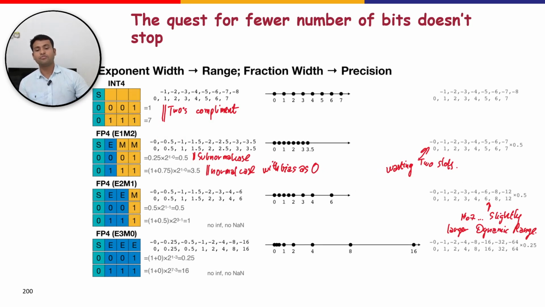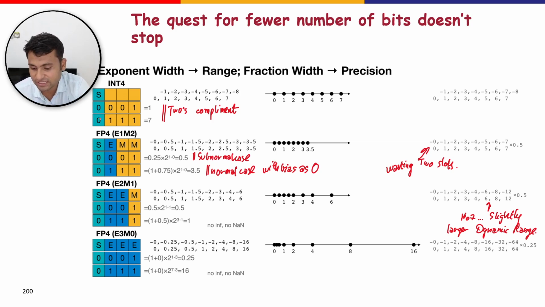So the quest for fewer numbers of bits doesn't stop. We try to go even further to int 4, and then FP4, where we have 3 representations: E1M2, E2M1, and E3M0. So let's look at all of them very quickly. It's important to think from an understanding perspective, not from a rote learning perspective, about what is actually happening here.